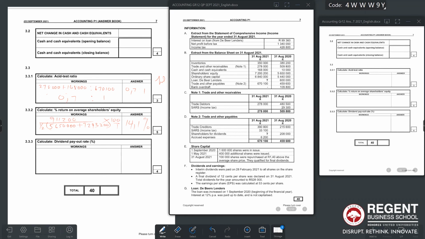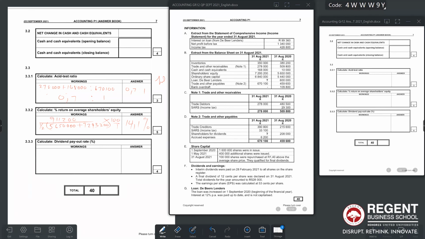Okay. Now, that takes care of 14.1%. Yes, it was very good. Yes, you will compare the return on shareholders' equity with the interest on the investment.